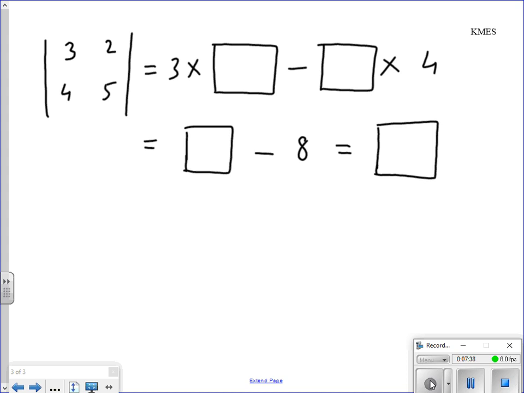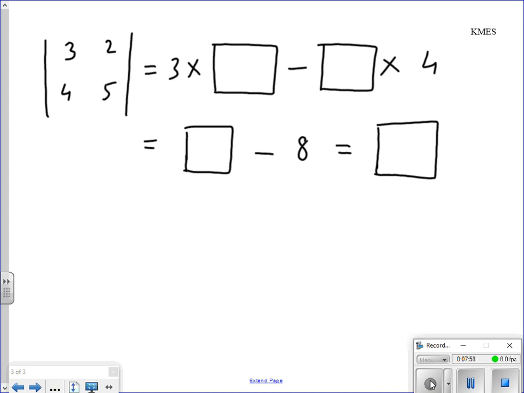Here we have the first question from exercise 1.3, where, as you can see, we have a determinant. The first row is 3, 2, second row 4, 5. And we are asked to find the value of this determinant by filling in the boxes.